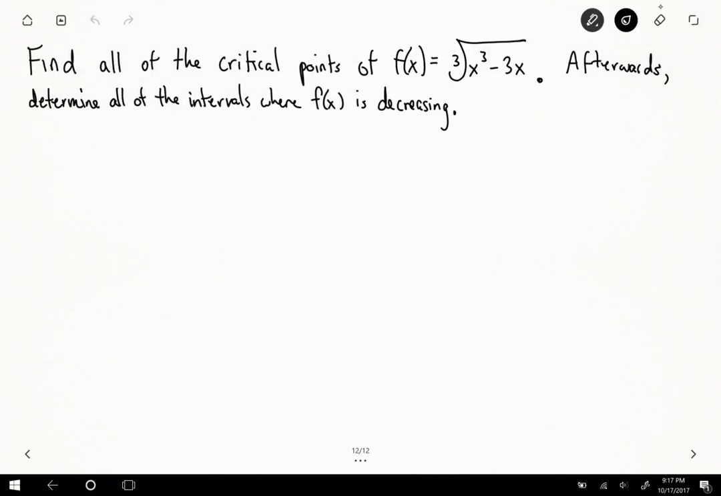So where are we heading? Well, we're going to be talking about increasing, decreasing intervals. I want to touch on that real quick. And so you have these things called critical points. So when is this occurring? A critical point is when f prime of x equals 0 or f prime of x does not exist.